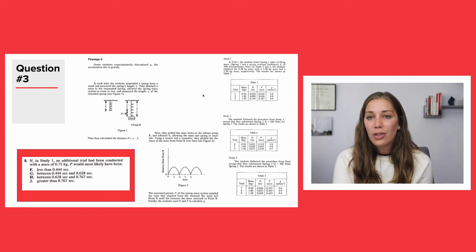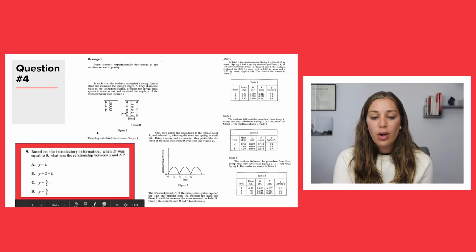So scroll right in your brain, right? Move right over study 1. Mass of 0.75. Where's 0.75? That would be smack in the middle of 0.5 and 1. So between trials 1 and 2, we want to know what P would be. So P is going to have to be right smack in the middle, somewhere between 0.44 and 0.628. So that would be answer choice G, between 0.44 and 0.628. Let's try the next one.